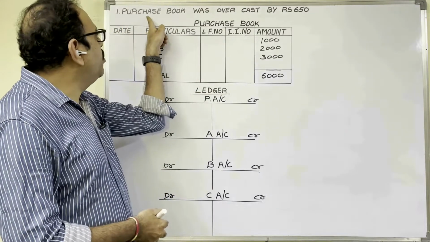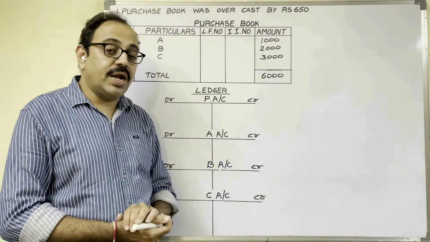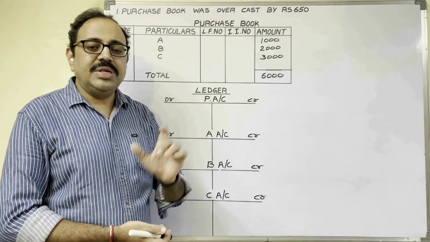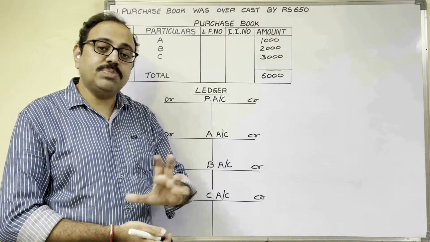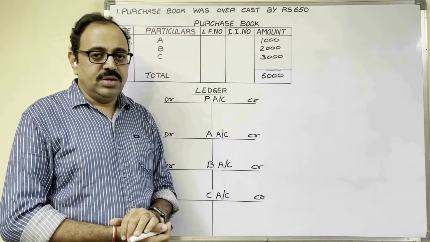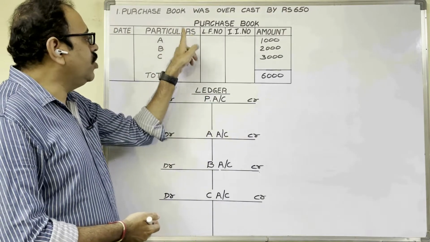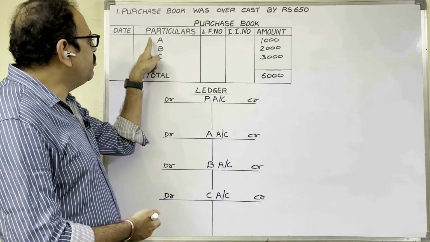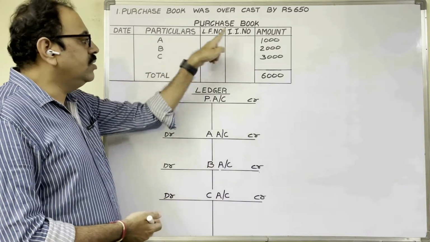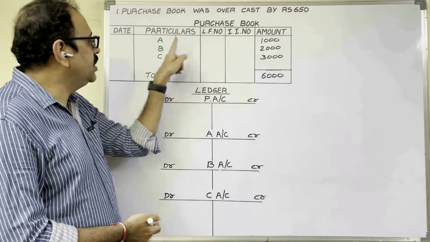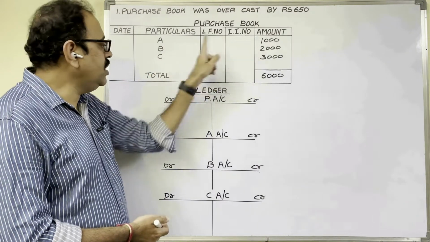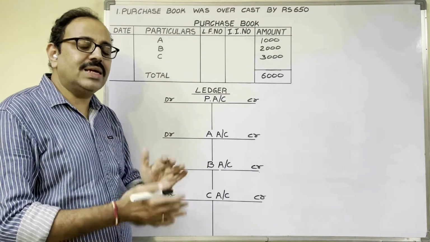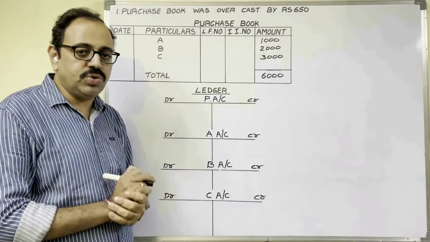So the question is given about the purchase book. We should understand that this firm is maintaining subsidiary books. So business transactions they are recording in subsidiary books instead of journal. In the purchase book, they write all credit purchase of goods transactions. So assume from A we purchased goods for 1000 rupees, from B for 2000, from C for 3000. In the purchase book, we should record these credit purchase of goods transactions.